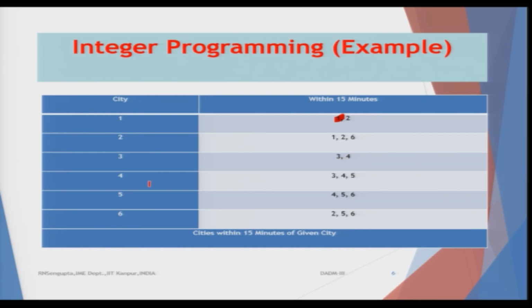From city 4's perspective, 4 is obviously there, 3 and 5 are also included. From city 5's perspective, 5 is obviously there, 4 and 6, and finally, from city 6 you have basically 2, 5 and 6 included in that set. Set means that consideration set.